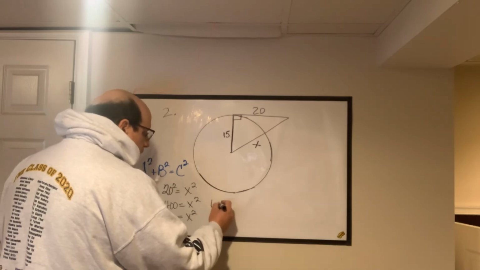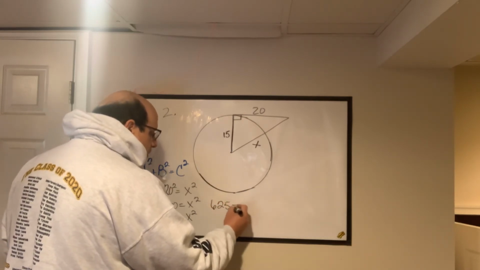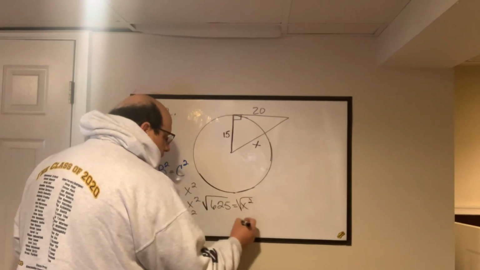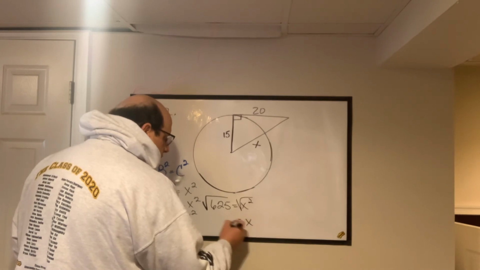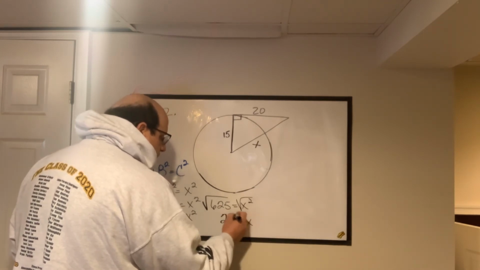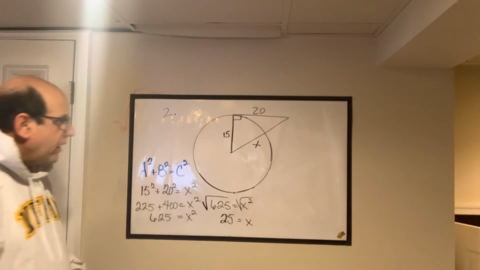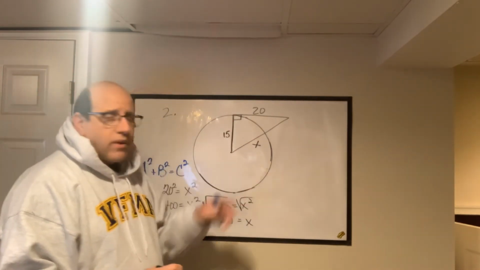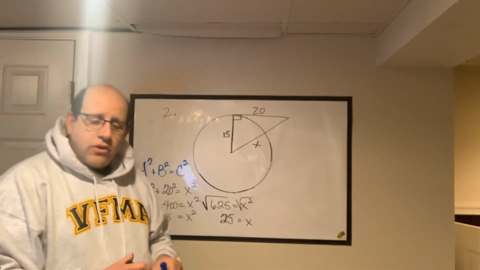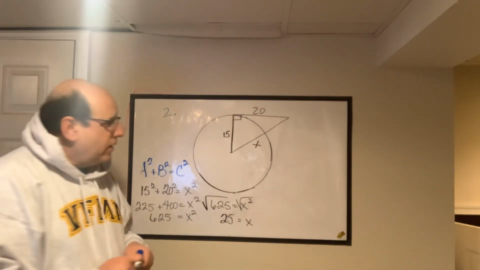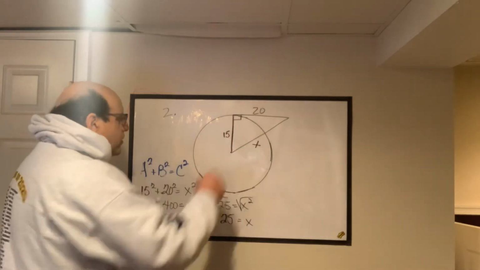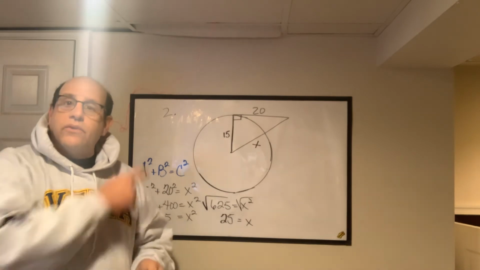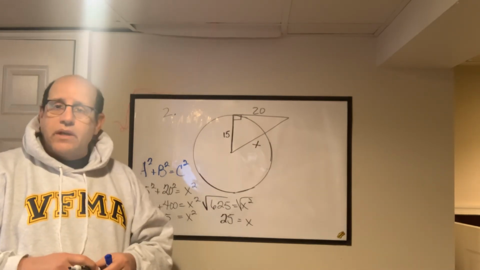And I'm going to rewrite it over here. 625 equals x squared. Take the square root. Now x equals, and that's 25. So this is 25. And that makes sense. It's another version of the 3, 4, 5 right triangle. That's one of those special right triangles if you can find a way to factor it down, right? There it is. So there's number 1. That's how you get there.